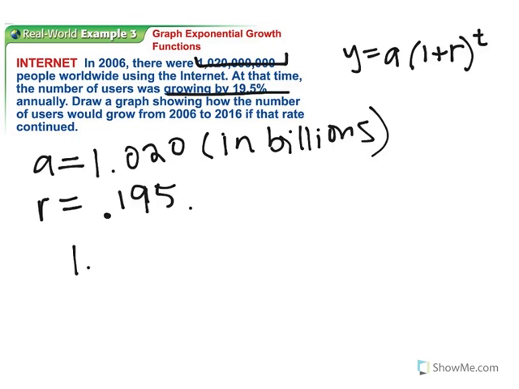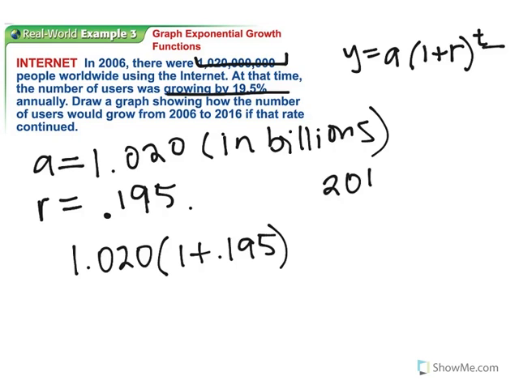So we're going to say 1.020 times 1 plus 0.195, because that's our rate, and then we're going to raise it by however much time. So we're going from 2006 to 2016. So we're going to subtract those two, and we're going to see that we're doing it over a 10-year period. So we're going to put a 10 as our exponent up there. Now this will give us the exact number for that specific time period.